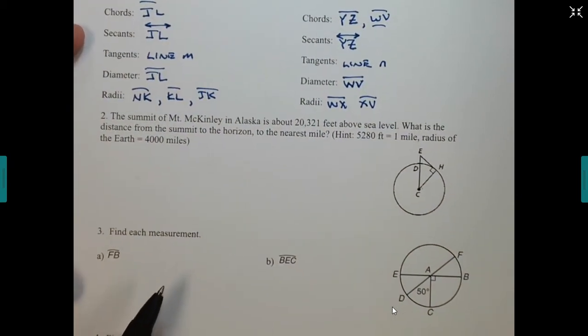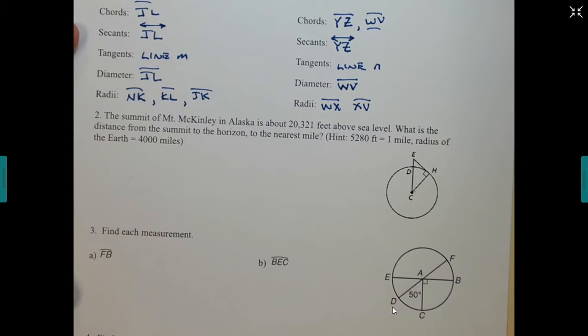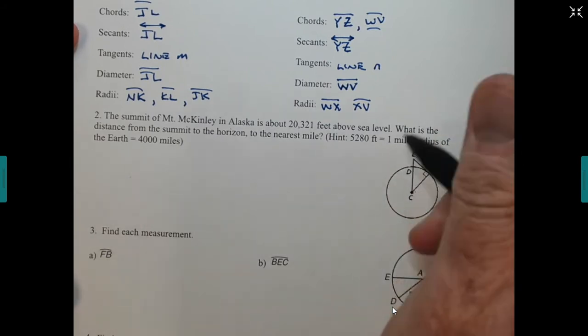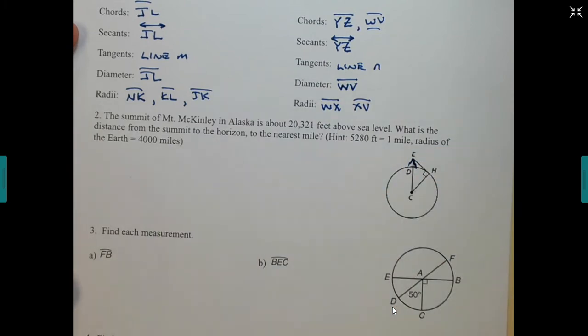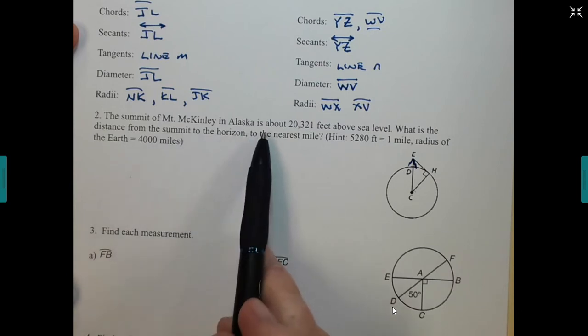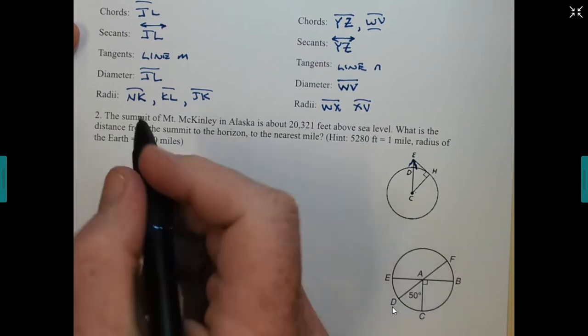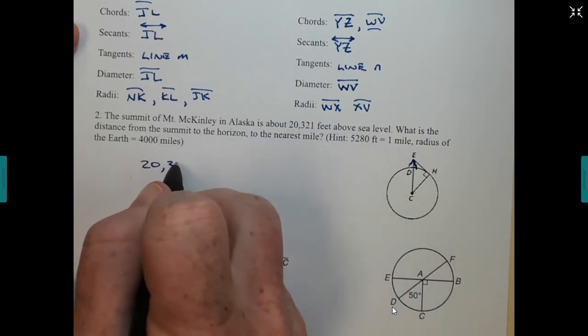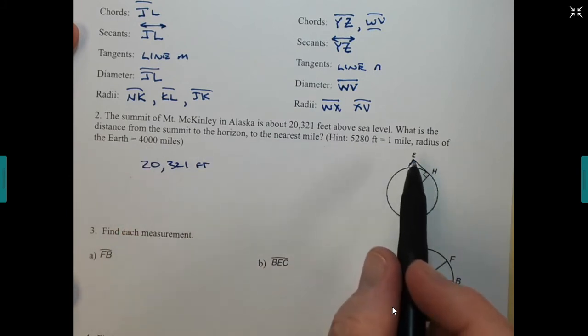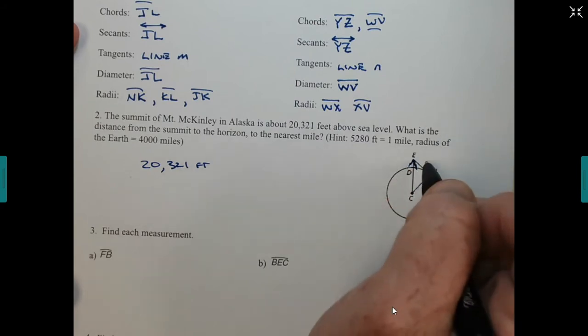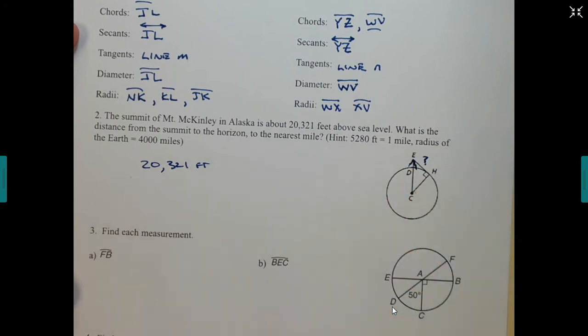Problem 2, summit of Mount McKinley in Alaska is about 20,000. So they're talking about this mountain over here from E to D. The summit is about 20,321 feet above sea level. What is the distance from the summit, which would be point A, to the horizon? They want to know this measurement here.